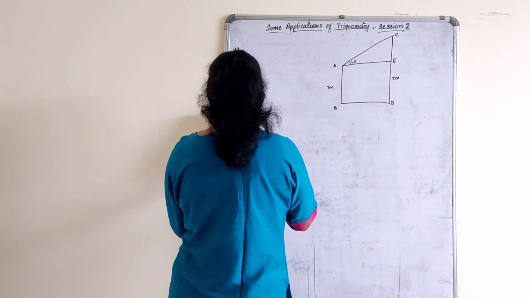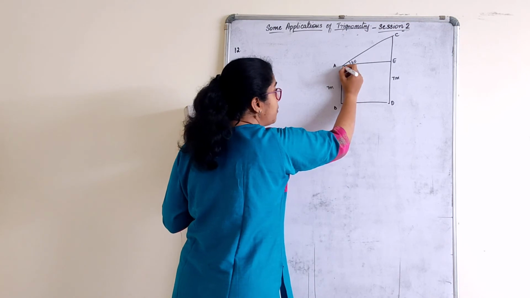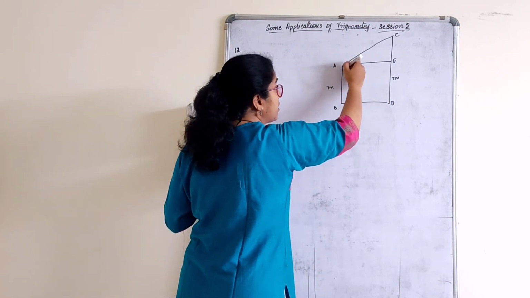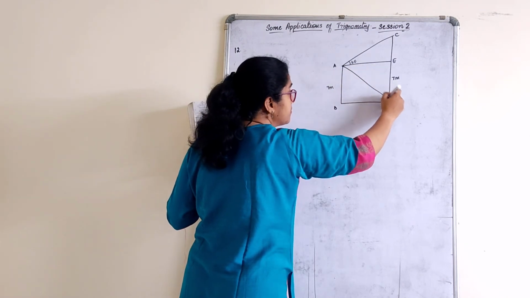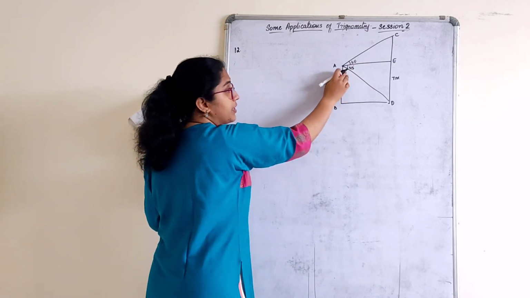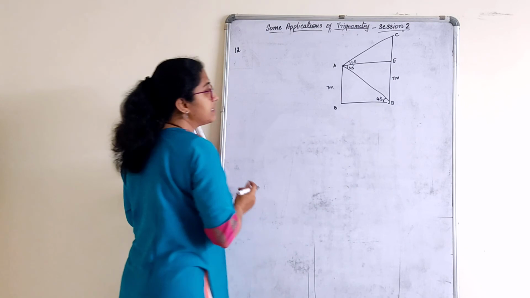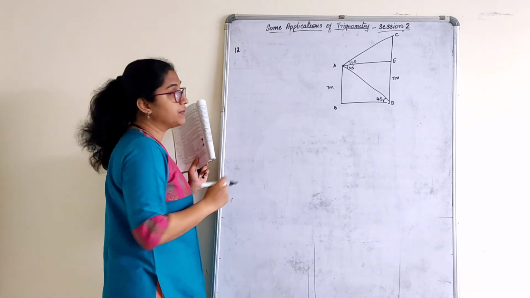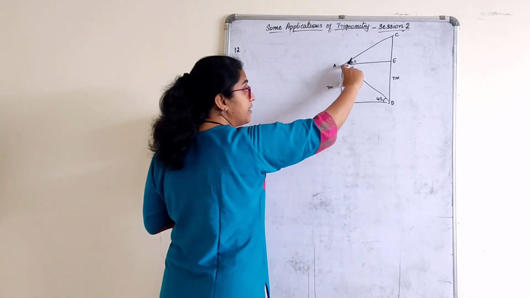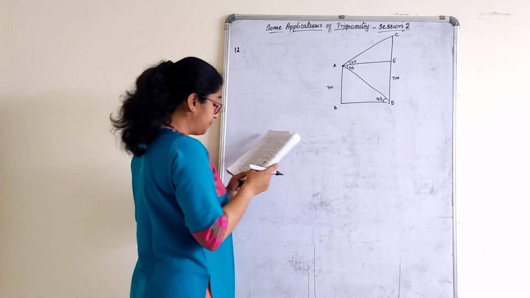Cable tower is 60. And angle of depression of its foot. Angle of depression means from here only. From the top of the building, the angle of depression of its foot. From here, if I look at the foot of the building, it is 45. If this is 45, this also has to be 45. Angle of elevation is always equal to angle of depression. So this is the angle of depression and this is the angle of elevation. From here, if I look down, that is depression, that is 45 degree.